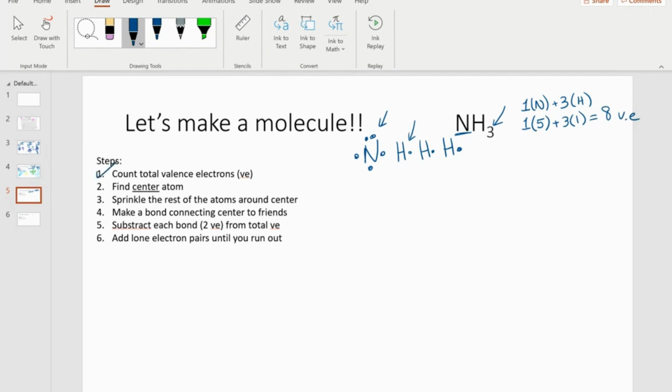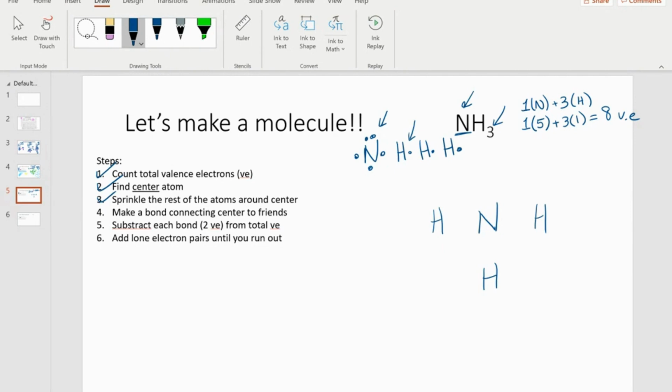Now, that's step 1. Step 2 is find our center atom. So our center atom is nitrogen. Okay, so we're going to plop nitrogen right in the middle. And we're going to sprinkle the rest of our atoms around the center. There are 3 hydrogen, so we're going to sprinkle those 3 hydrogen around it. And it's okay how you choose, just give them space in between.